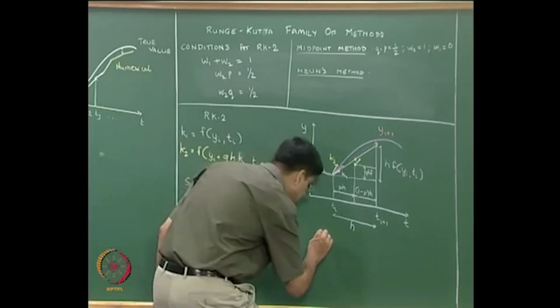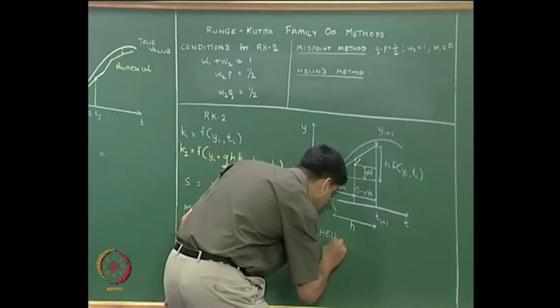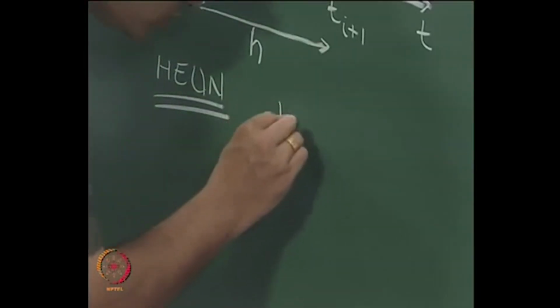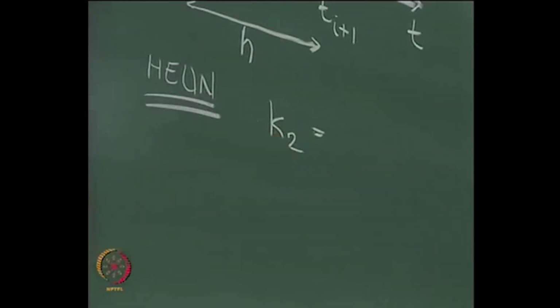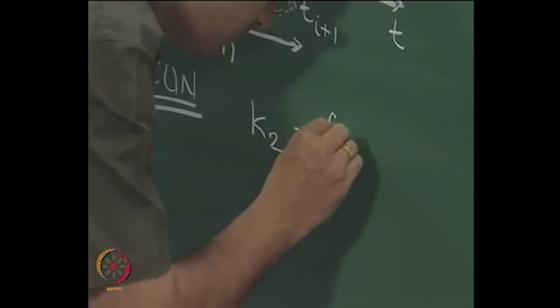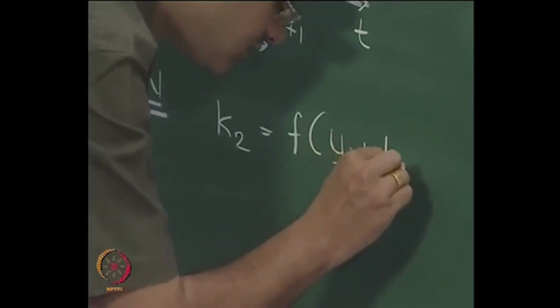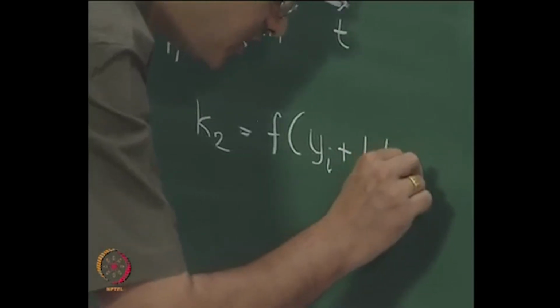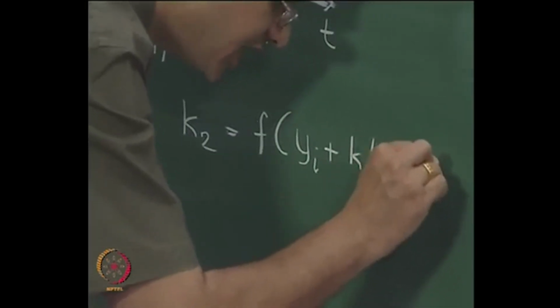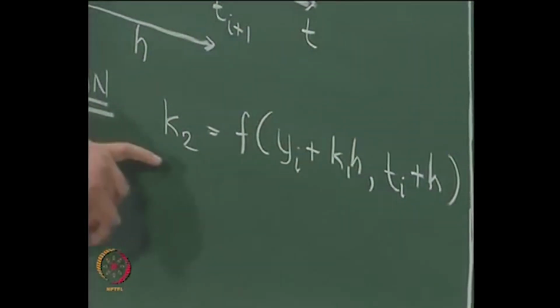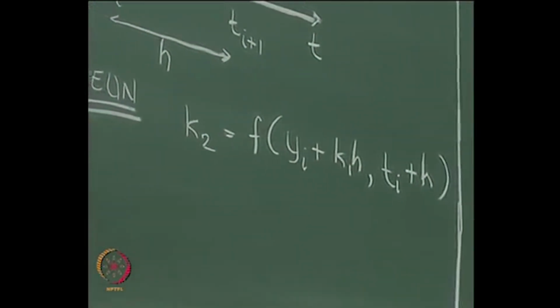So for Yuen's method, our K2 is going to be equal to f of yi plus k1h comma Ti plus h, okay. That is what the value of K2 is going to be.